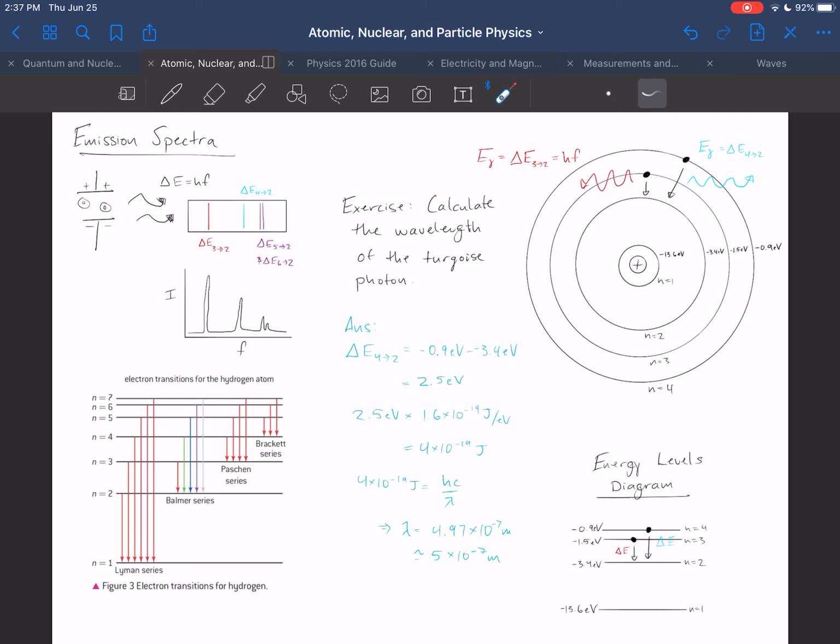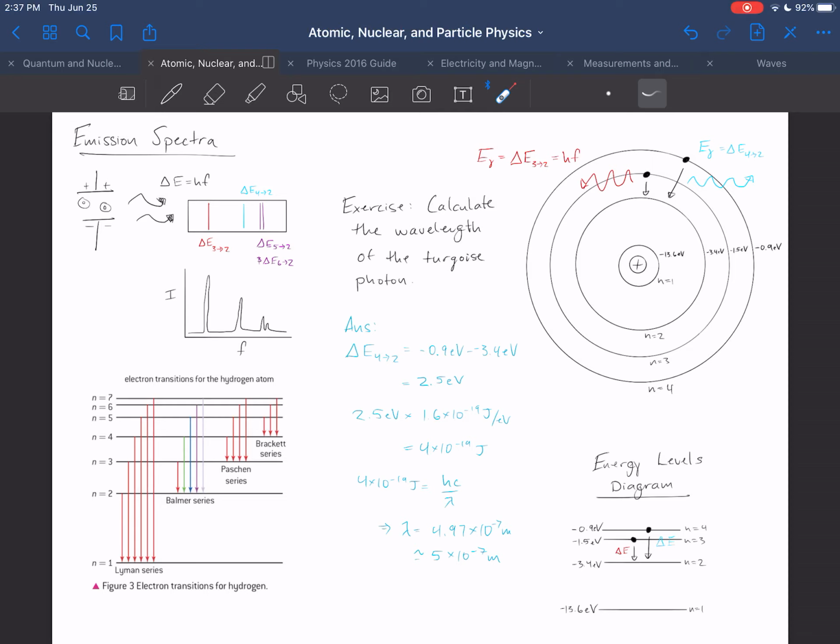If you set 4 times 10 to the negative 19 joules as delta E, the difference in the energy, equal to hc divided by lambda, using our E equals hf, which is equal to hc over lambda equation, then we can find that the wavelength is 4.97 times 10 to the negative 7th meters, or about 5 times 10 to the negative 7th meters. This is more commonly known as about 500 nanometers, which corresponds exactly to that turquoise color of the transition.